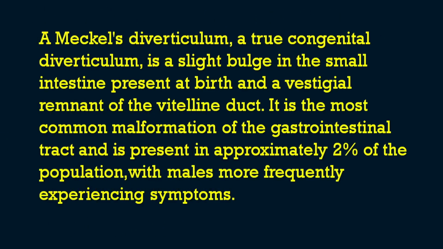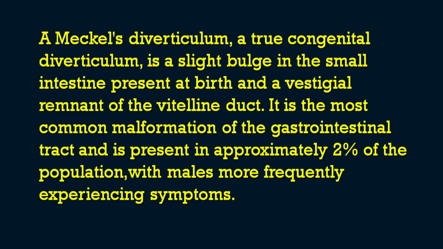Hematochezia. You know that Meckel's diverticulum is a true congenital diverticulum, which is a slight bulge in the small intestine which is present at birth, and a vestigial remnant of the vitelline duct. It is the most common malformation of the gastrointestinal tract and is present in approximately 2% of the population, with the males more frequently experiencing the symptoms. So some bunch of information from this slide.